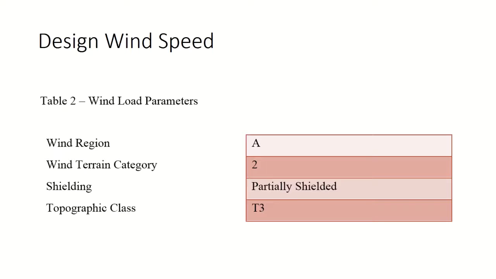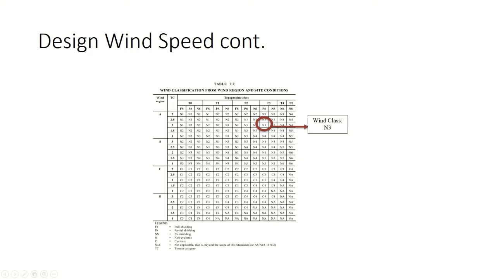However, first the wind class must be found in order to determine the wind speed values. To establish what wind class the shed falls under, the region, terrain category, topographic class, as well as shielding must be found. This information was provided in the design parameters on Table 2. Table 2.2 in AS 4055 outlines which wind class the domestic shed falls under based on its wind region and other site conditions. It can be seen from the above table that the shed falls under the N3 wind class.